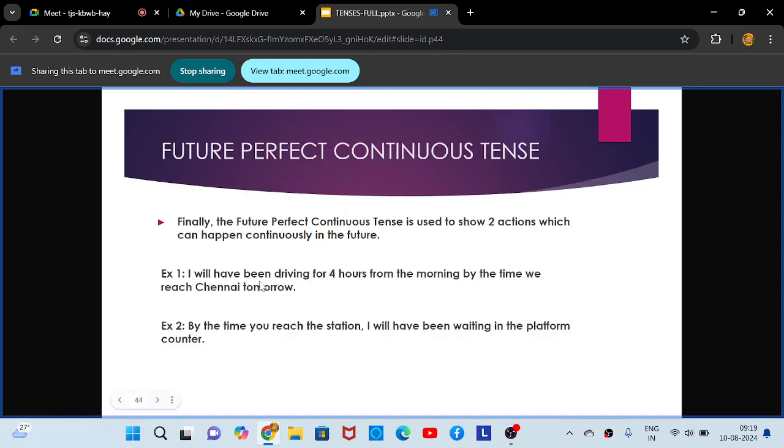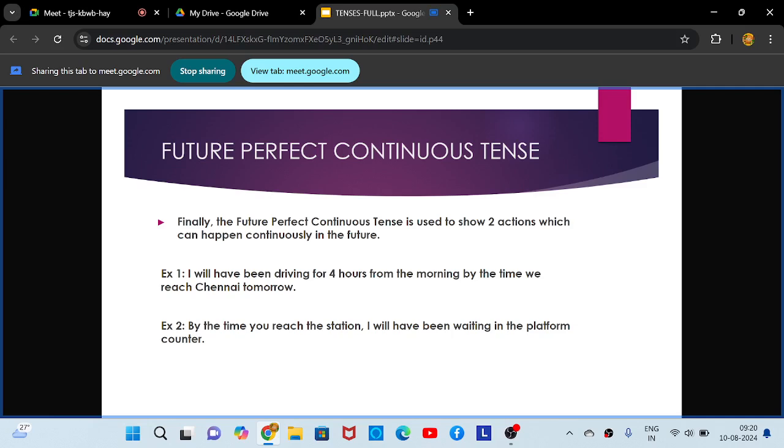First one, I will have been driving for 4 hours from the morning by the time we reach Chennai tomorrow. Imagine that I started driving from my home. Tomorrow I will reach Chennai. But the topic is about driving. That is the main topic that I am discussing here. So I will have been driving for 4 hours from the morning by the time we reach Chennai tomorrow.